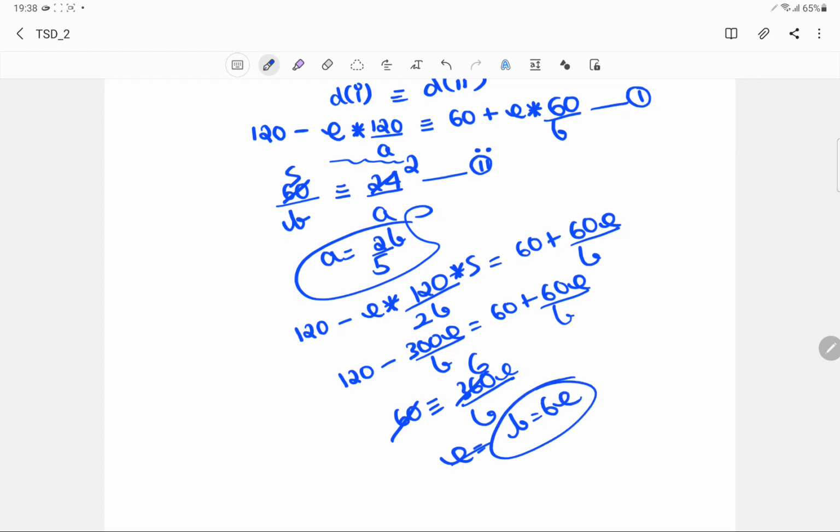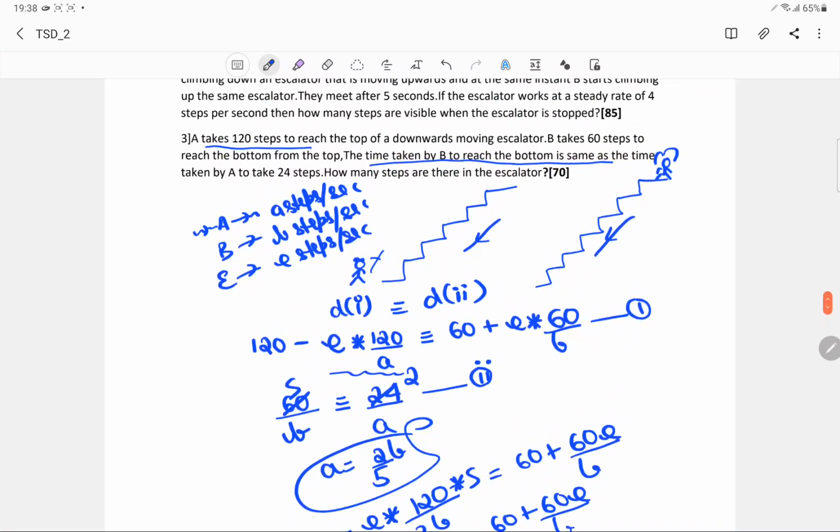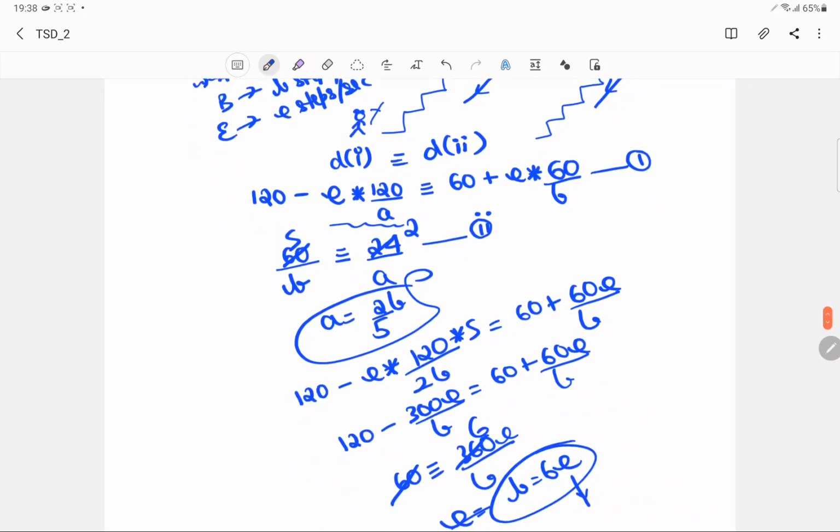That is, if the escalator is moving at a speed of 1 meter per second, b is also moving at a speed of 6 steps per second. Okay, how many steps are there in the escalator? That we can get easily now. See, this is the length of the escalator that we equated. So from here we get e into 60 upon, and what is b? 6e. So this gets cancelled out, and this is nothing but 10.